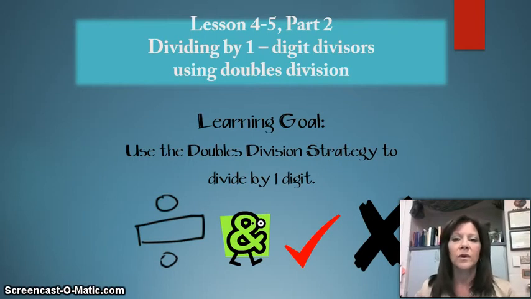Welcome 5th grade to Lesson 4-5, Part 2, Dividing by One-Digit Divisors Using Doubles Division. Your learning goal for this evening is to use the doubles division strategy to divide by one digit.